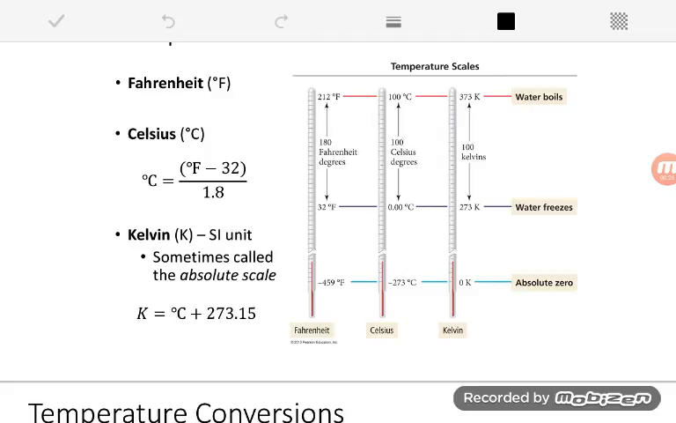Fahrenheit is the oldest system, and if we look at some common benchmark temperatures, we can see water freezes at 32, whereas water boils at 212 degrees Fahrenheit.